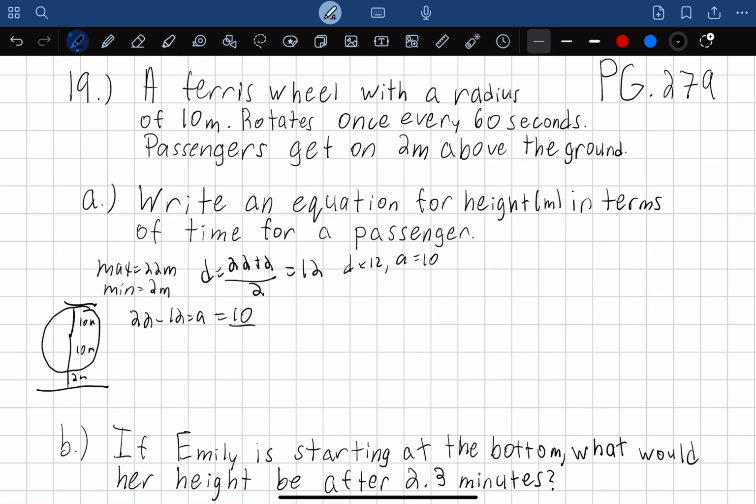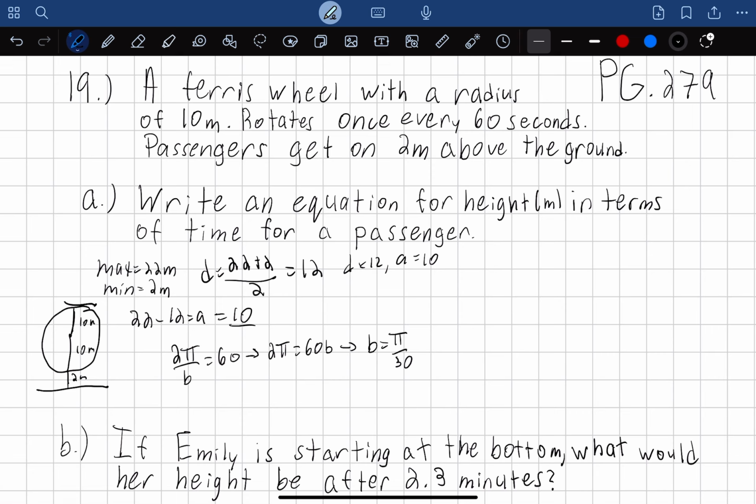Another thing to note with these Ferris wheel problems, the radius of the Ferris wheel is always going to be the amplitude unless it's a really weird question. But typically, amplitude is equal to radius. So our period is 60 seconds, and I'm going to do mine in radians. So I'm going to go 2 pi divided by b is equal to 60, which means 2 pi is equal to 60b, which means b is equal to pi over 30.